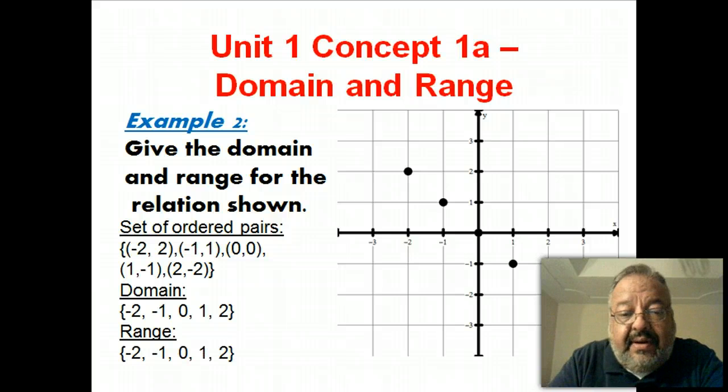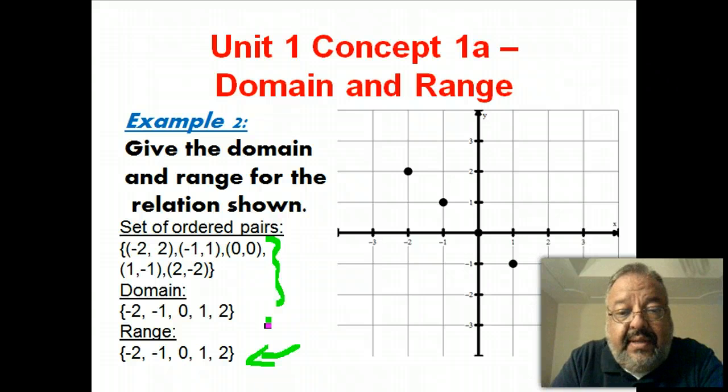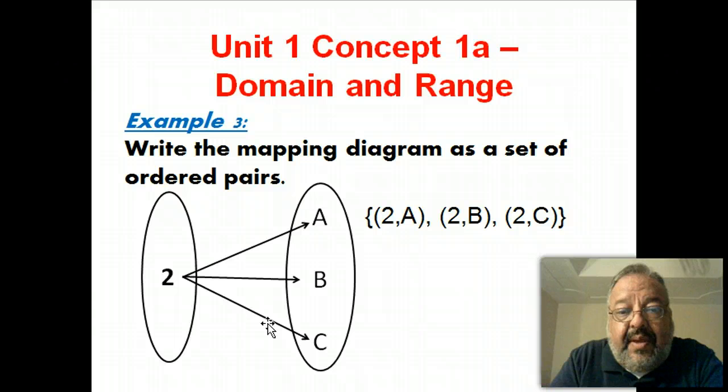But look what happens here. I put the range in order also. Even though they're written from biggest to smallest here, right here I write them from smallest to greatest. That's just the way it's written. Next, a mapping diagram is a set of ordered pairs. The ordered pairs go from 2 to A, 2 to B, and 2 to C. That's a set of ordered pairs.